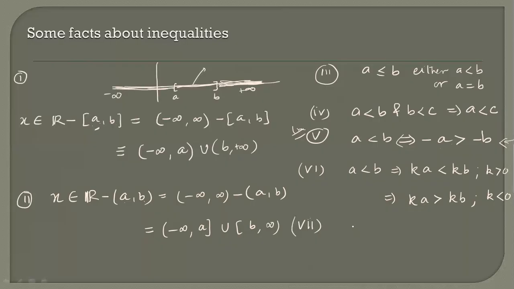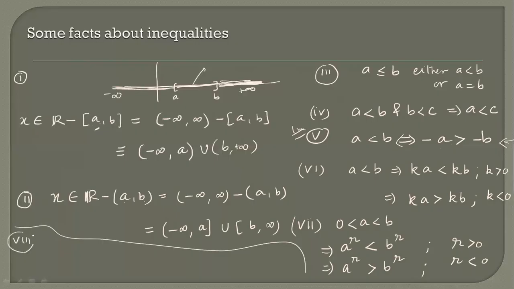Seventh property is, if a and b both are positive and a is less than b, then if you take any power, a to the power r will be less than b to the power r, provided r is positive. And the inequality will be changed if the power is negative. We have 2 more results also.